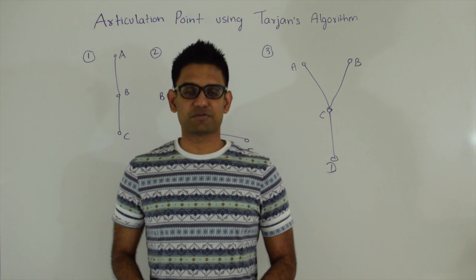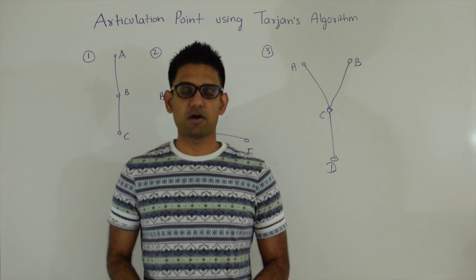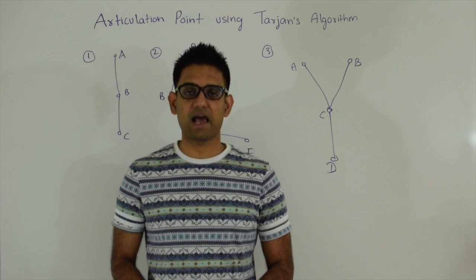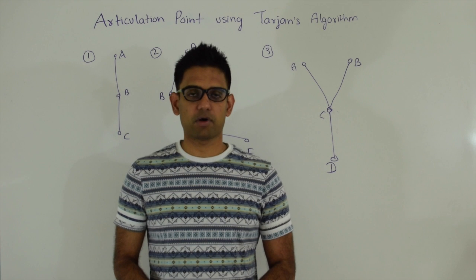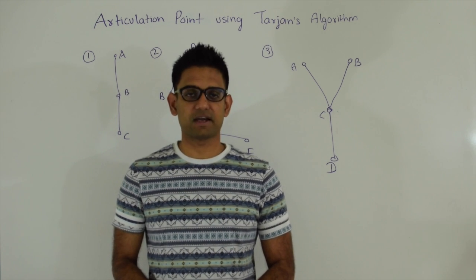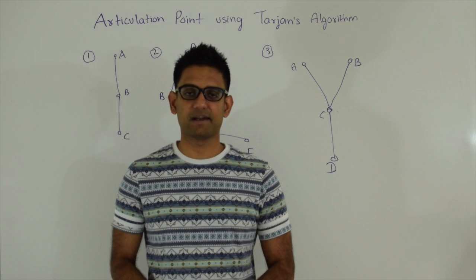Hello friends, my name is Tushar and today I'm going to talk about how to find articulation points in a connected undirected graph using Tarjan's algorithm. So what is an articulation point? An articulation point is a vertex in a connected undirected graph such that removing that vertex will disconnect the graph.